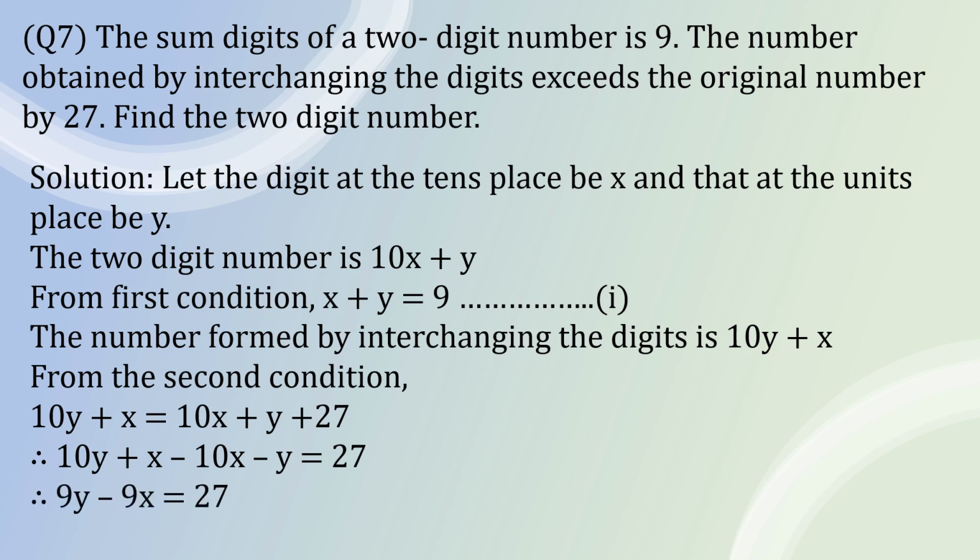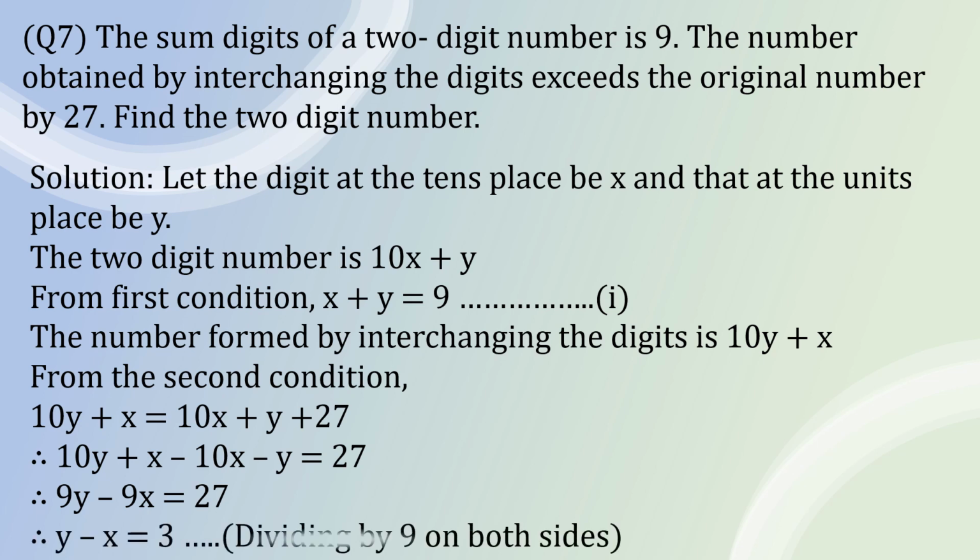So next step, if you solve, 10y minus y will become 9y, plus x minus 10x will become minus 9x, equal to 27. You can divide all terms by 9 and simplify. So what you will get? y minus x equal to 3. So our first equation is x plus y equal to 9. Second equation you got, that is y minus x equal to 3.